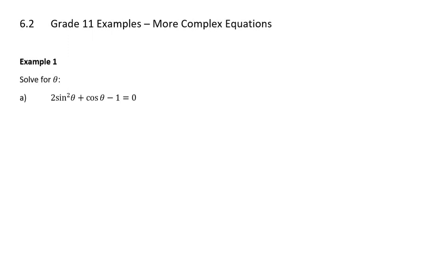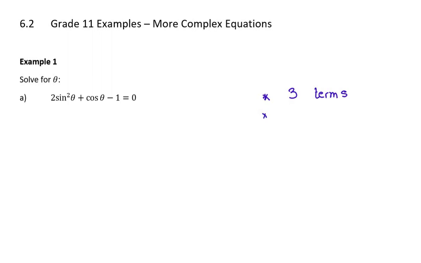Example 1 says solve for theta, and the question says 2 sine squared theta plus cos theta minus 1 equals 0. Now the first thing I'm just going to note to myself here is the fact that there's 3 terms. I'm going to explain that a little bit more when we get to an equation with 2 terms, where there's various options for us. But this is 3 terms.